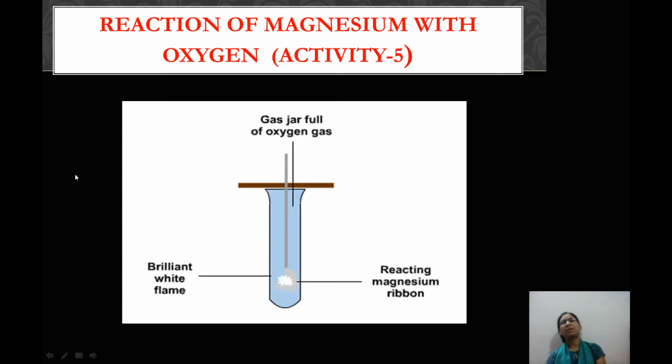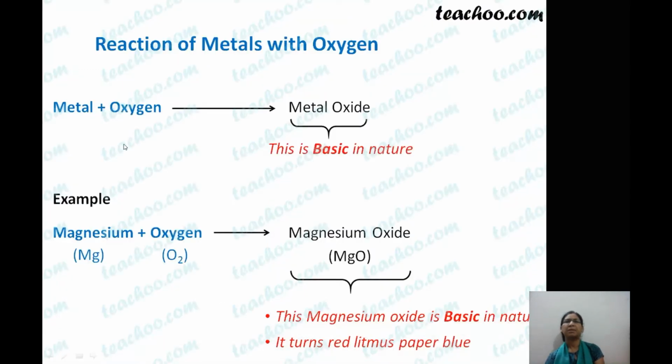Next one is the reaction of magnesium with oxygen. It is also our fifth activity. Here you can see a gas jar full of oxygen gas. Putting the magnesium ribbon there, you can see some reaction starts taking place and the magnesium ribbon burns with a brilliant white flame. Now let us see the reaction taking place.